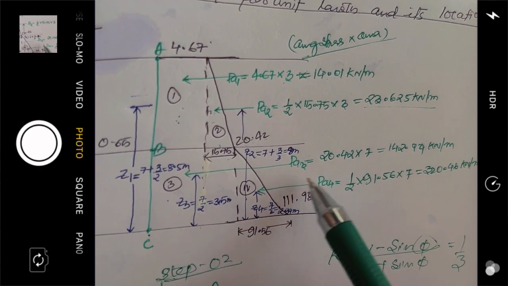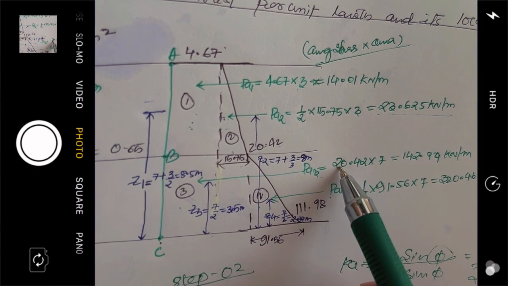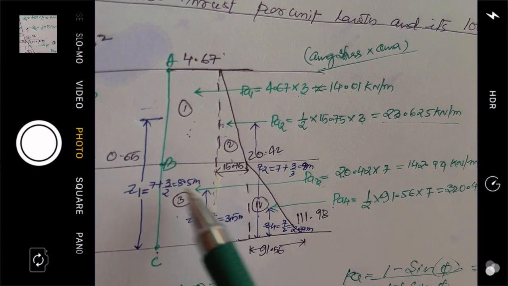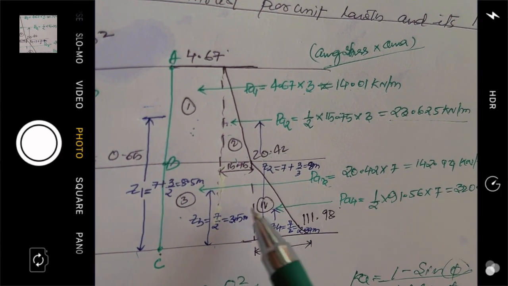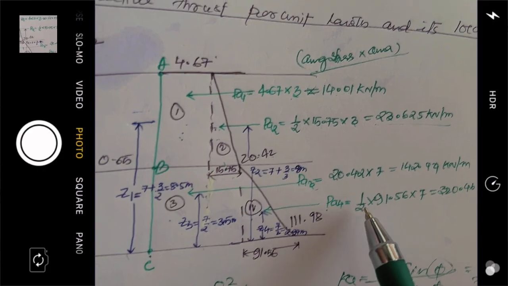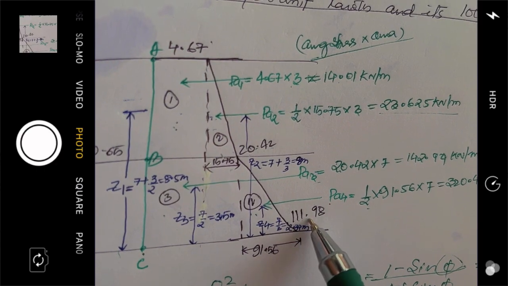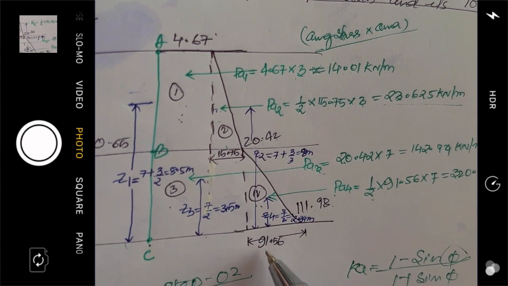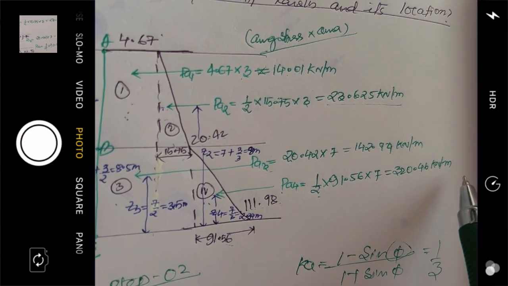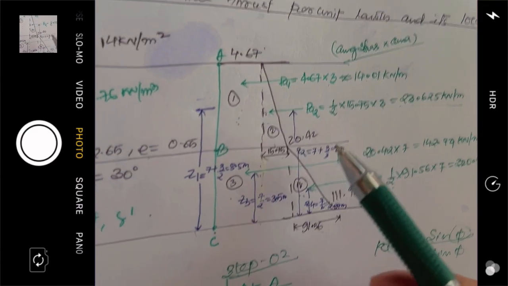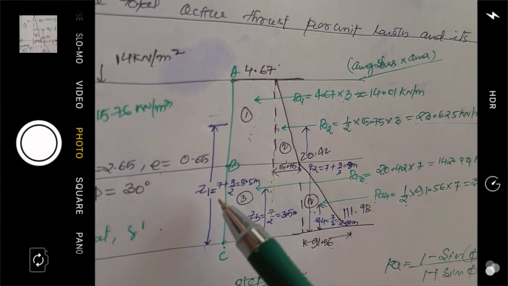Now for the PA3, it's a rectangle, area of a rectangle. The base is the same 20.42 into, but the height will vary. It's 7 meter. And for PA4, it's a triangle again. Half into base is 101.98 minus 20.42 is 91.56. It's 320.46 kilonewton per meter.